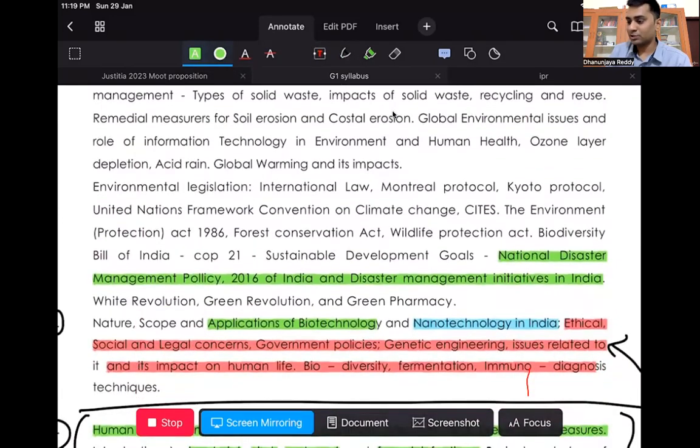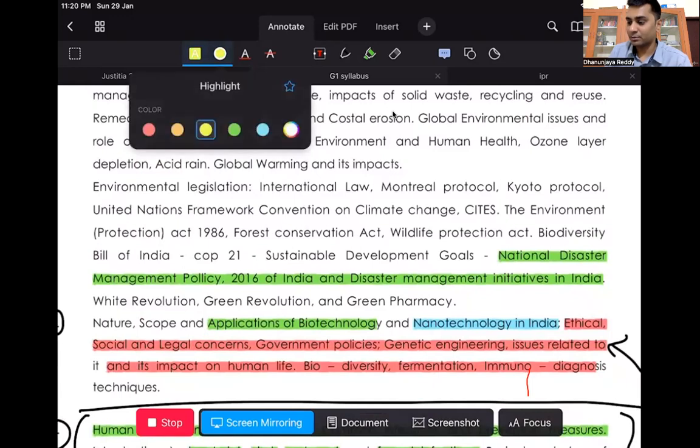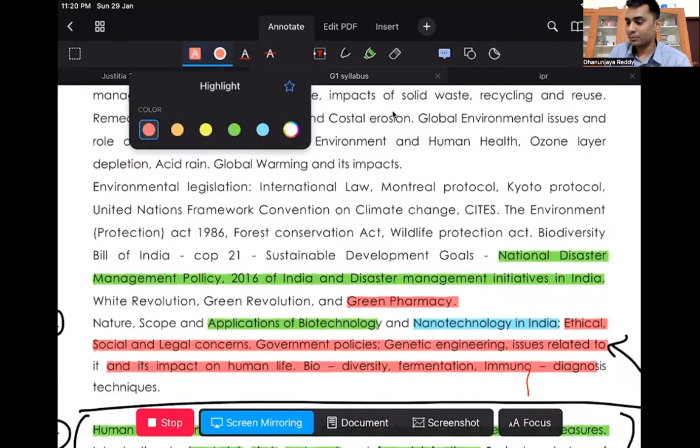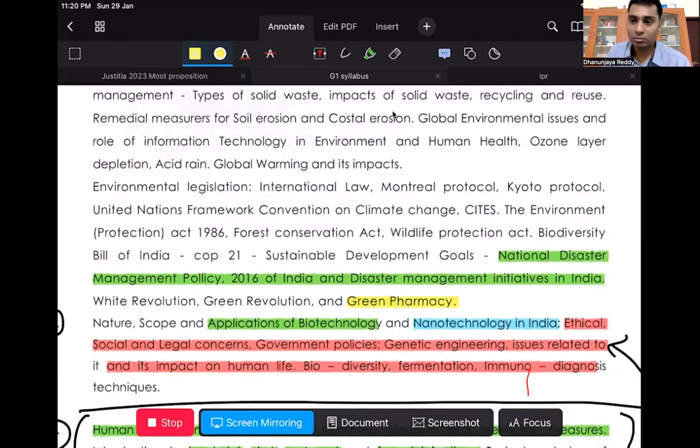Like this. Take one chapter, one topic at a time and finish it. Green pharmacy, where you'll get again Google, only Google. Green pharmacy, meaning of green pharmacy. Green revolution, you'll get green revolution, type green revolution UPSC, you'll get the data.